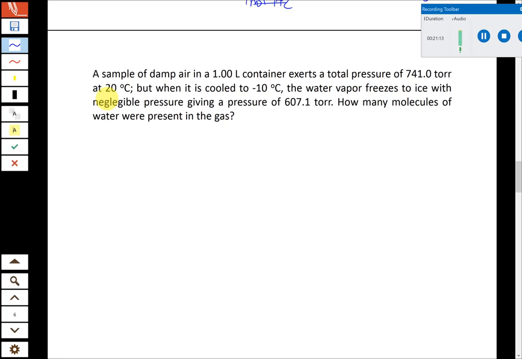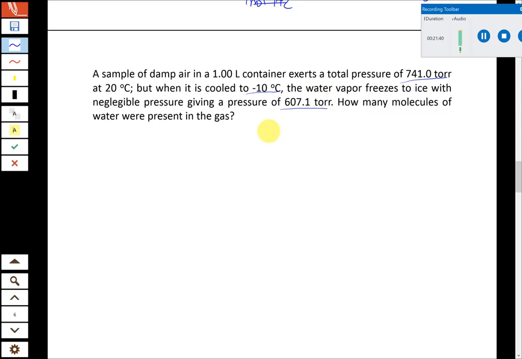So we have a sample of damp air in a 1 liter container exerts a total pressure of 741 torr. When it is cooled to minus 10 degrees Celsius, the water vapor freezes to ice with negligible pressure, and the pressure is now 607.1 torr. How many molecules of water were present in the gas? So this one is more involved. It's because we're dealing with 2 different temperatures here.